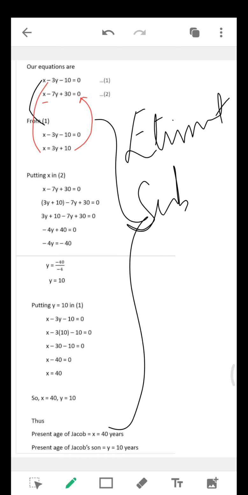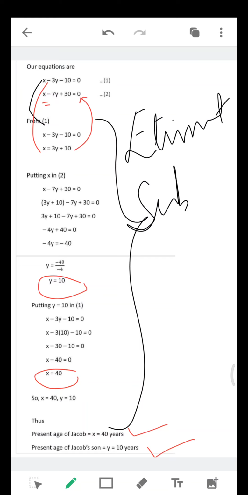So in place of x, what will I write now? 3y plus 10, minus 7y is as it is, and plus 30. Simplifying this all, we'll get the value of y, that is y will be equal to 10, and substitute this y value in any one of the equations. You will get the x value, that is 40. So finally we have got the age of Jacob, that is 40 years, and age of his son is 10 years.